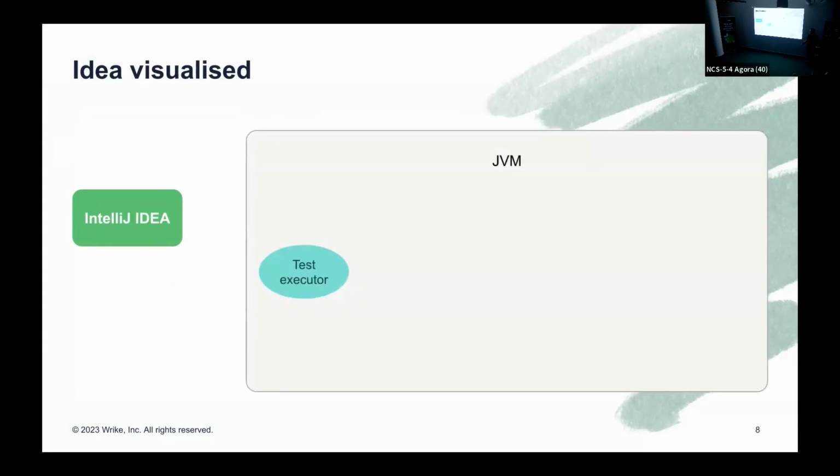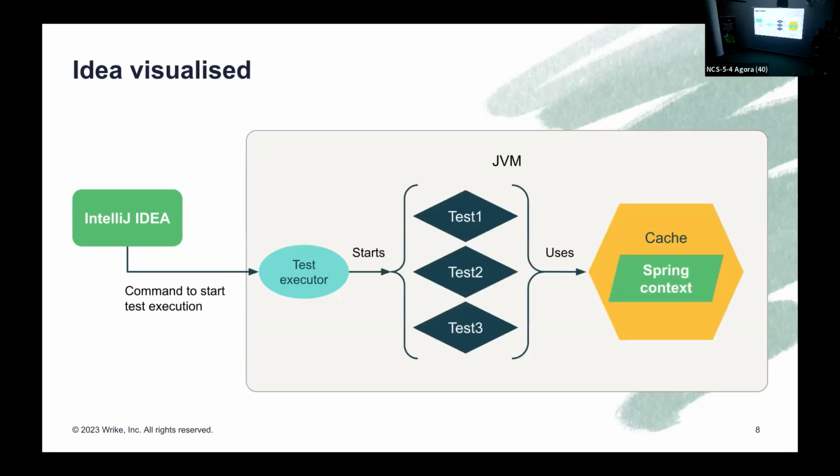So here is how the whole process will look. First, the developer using IDEA asks IDEA to start the tests. So the first step for IDEA is to start up the JVM with the test executor in it. And this test executor is basically just a main method which knows how to communicate with IntelliJ IDEA and knows how to start up the tests. Then IDEA sends a command to this test executor to start the tests. And test executor starts the tests. And these tests are responsible for initializing the Spring context and caching it.